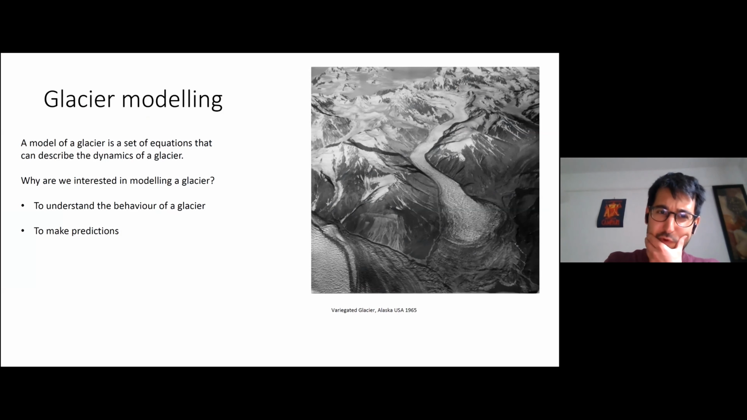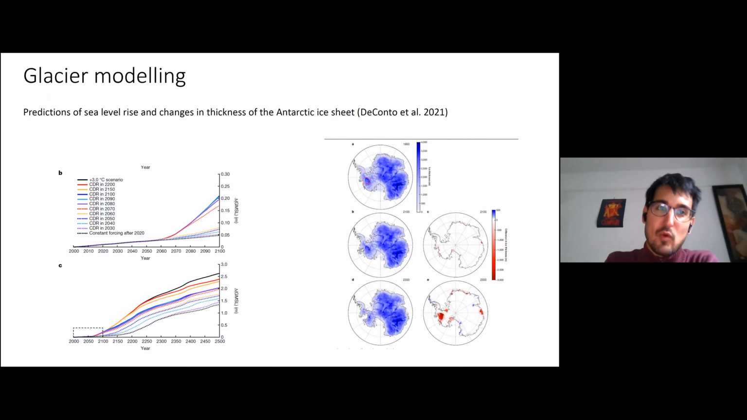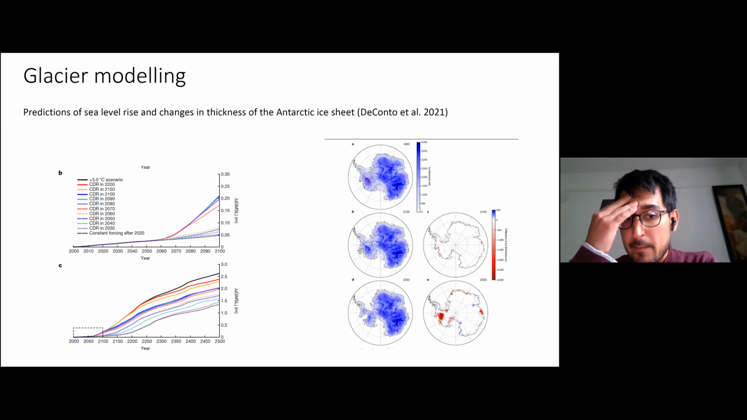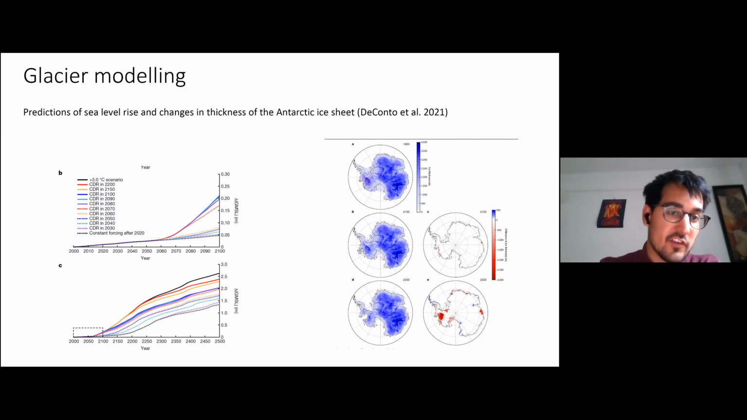So just a few short words on glacier modeling in general. When we talk about modeling, we talk about a set of equations, the model, which we can use to describe the dynamics of a glacier. And we're usually interested in models because they help us understand, in general, the behavior of ice glaciers and to make predictions. And I think when we talk about predictions, what comes to mind for all of us is sea level rise. And these are just some figures from a very recent paper where the authors carried out simulations in order to predict what kind of sea level rise we can expect from the Antarctic ice sheet under different carbon emission situations.